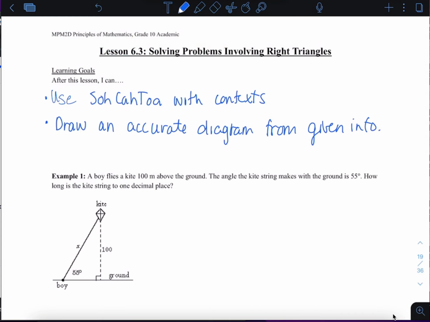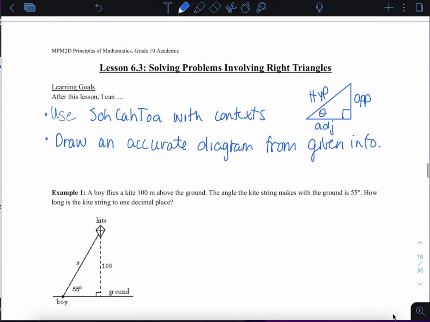So just a reminder, what do I mean by SOHCAHTOA? Well, I mean the primary trig ratios. If this is my angle of consideration and this is my right angle, the side opposite my right angle is always my hypotenuse. The side opposite my angle of consideration is called opposite. And then the remaining side is called adjacent. It's also adjacent to the angle.